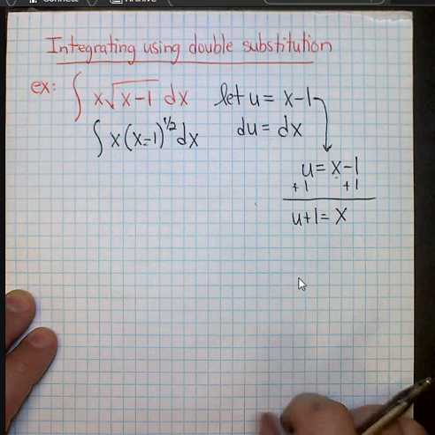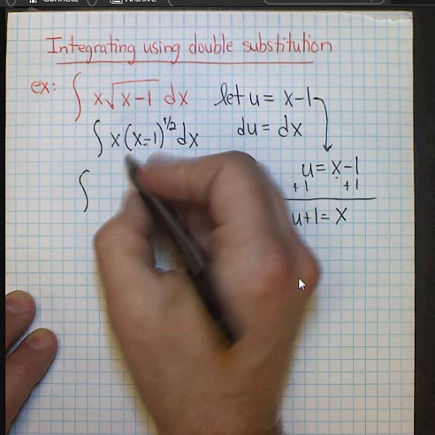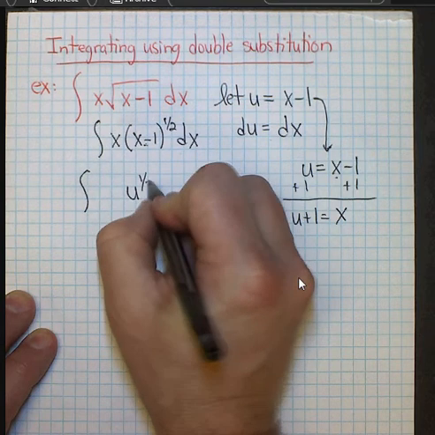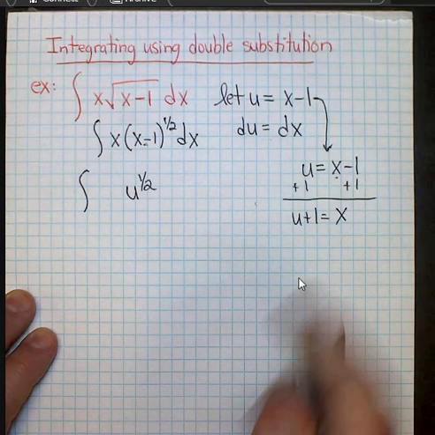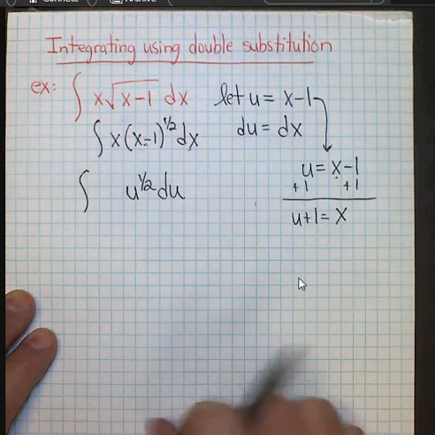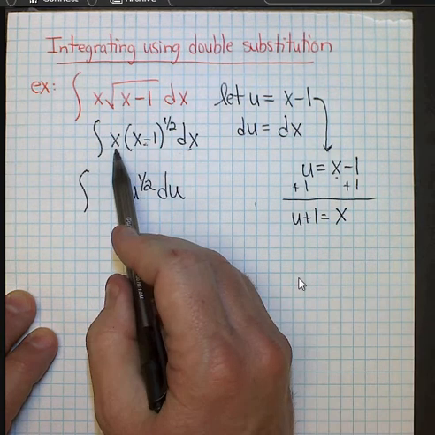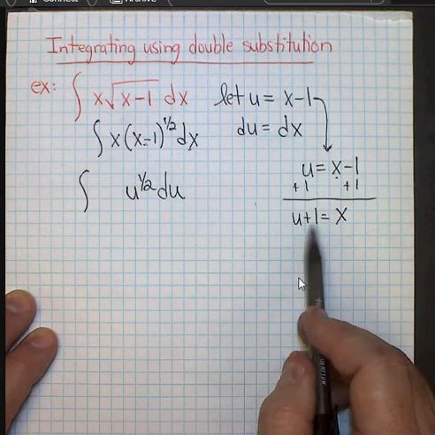So now when I go to rewrite my integral, the (x minus 1) to the 1/2, well, that's just u to the 1/2. The dx we said was du, so I can simply substitute that in for du. And now x, we can't leave that x there, so now we're going to rewrite that x as u plus 1.